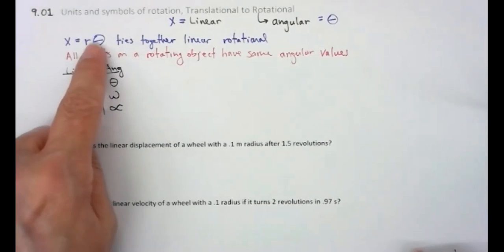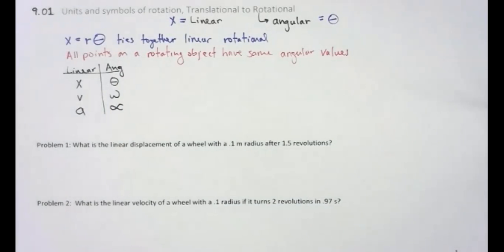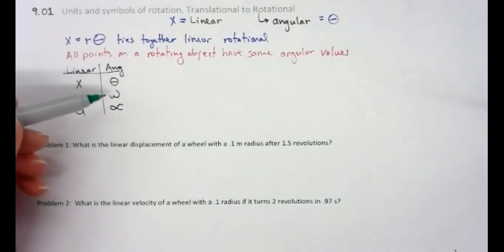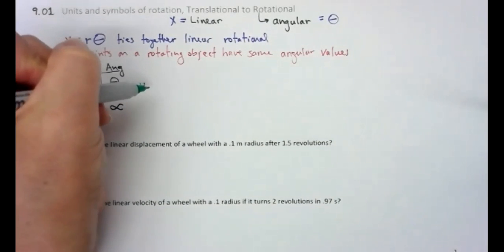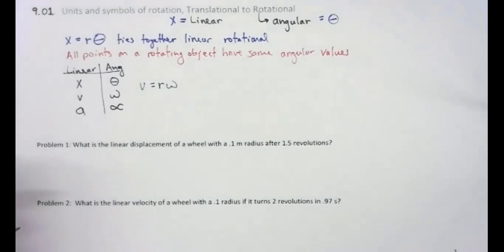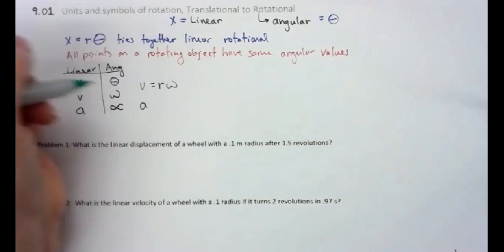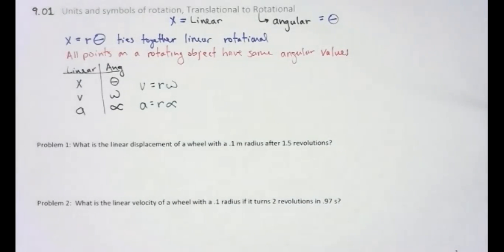And we saw that the displacements were tied together this way. Our angular values for angular velocity and angular acceleration relate the same way. So if I take v, I get that is equal to r times omega, and linear acceleration is equal to r times alpha. So that's how we always convert between the linear and the angular: you multiply the angular value times the radius.